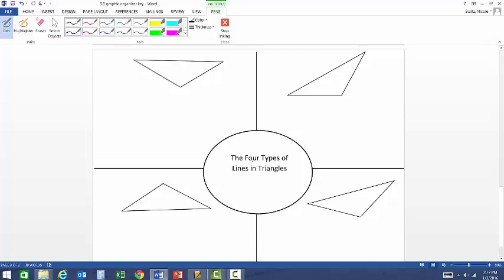We're going to learn about 4 types of lines that can be made within triangles or sometimes outside of triangles, depending on those lines. The first type of line we'll construct is called a perpendicular bisector. So we're going to write perpendicular bisector.